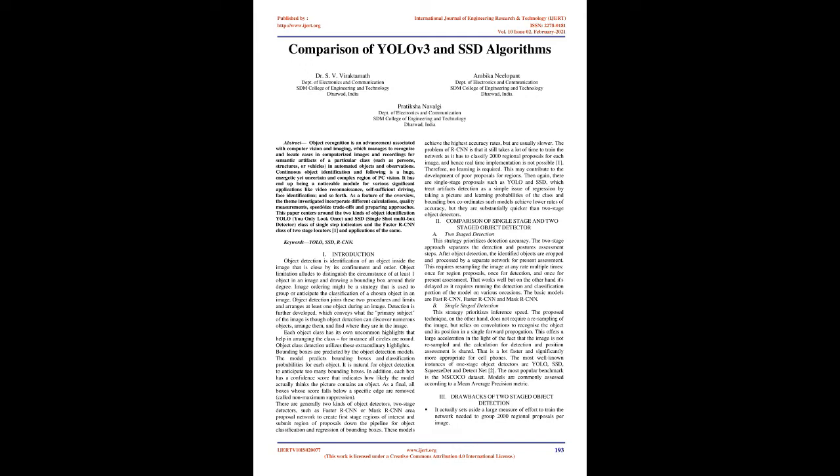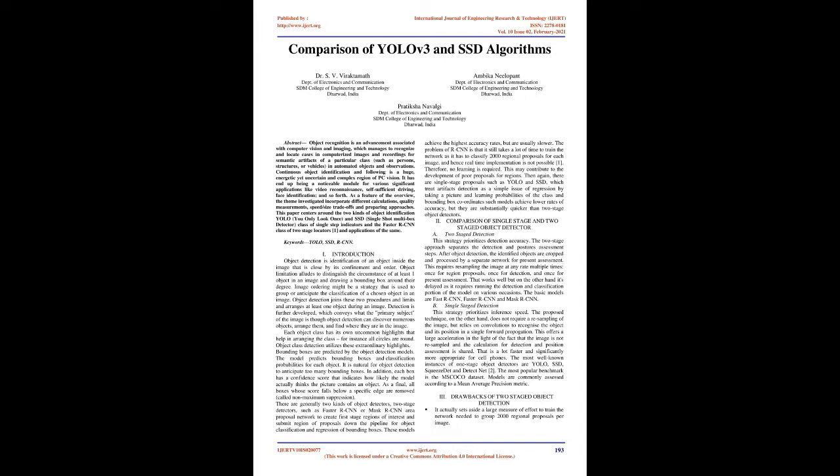Each object class has its own unique features that help in classifying the class. For example, all circles are round. Object class detection utilizes these unique features. Bounding boxes are predicted by the object detection models. The model predicts bounding boxes and classification probabilities for each object. It is natural for object detection to predict too many bounding boxes. In addition, each box has a confidence score that indicates how likely the model actually thinks the picture contains an object. As a final step, all boxes whose score falls below a specific threshold are removed, called non-maximum suppression.